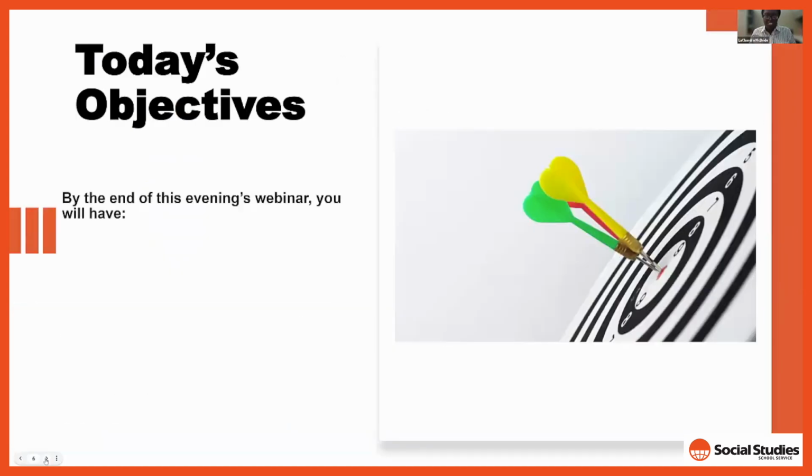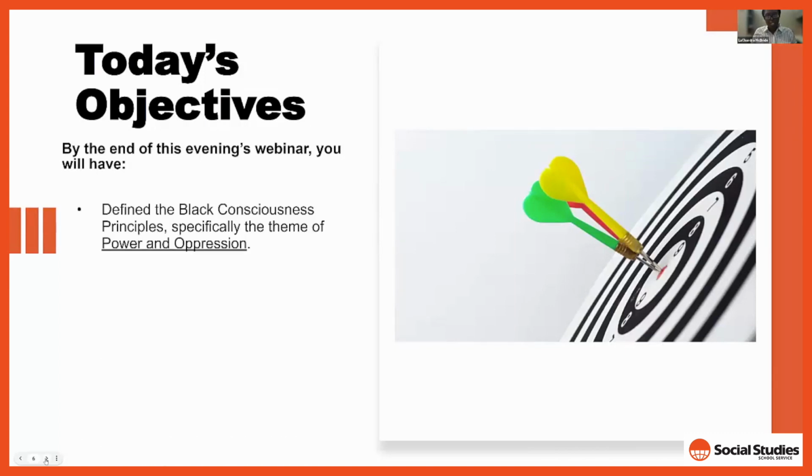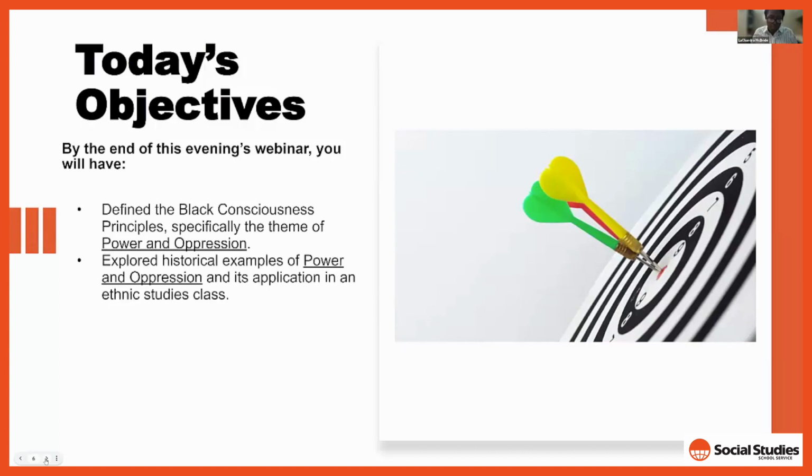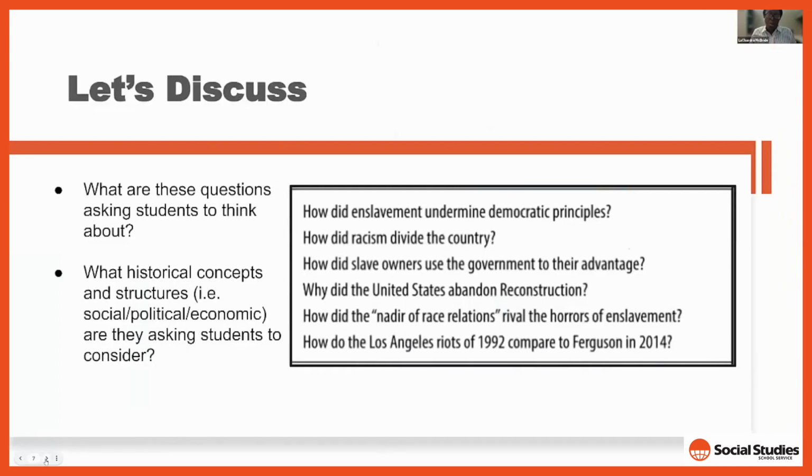All right, so let's go ahead and look at our objectives. By the end of this evening's webinar, you will have, first and foremost, defined the Black consciousness principles, specifically the theme of power and oppression, which is our focus this evening. Explored historical examples of power and oppression and its application in ethnic studies class, and also reflected on your practice as a teacher who incorporates ethnic studies pedagogy through the lens of the Black historical consciousness principle or theme of power and oppression.